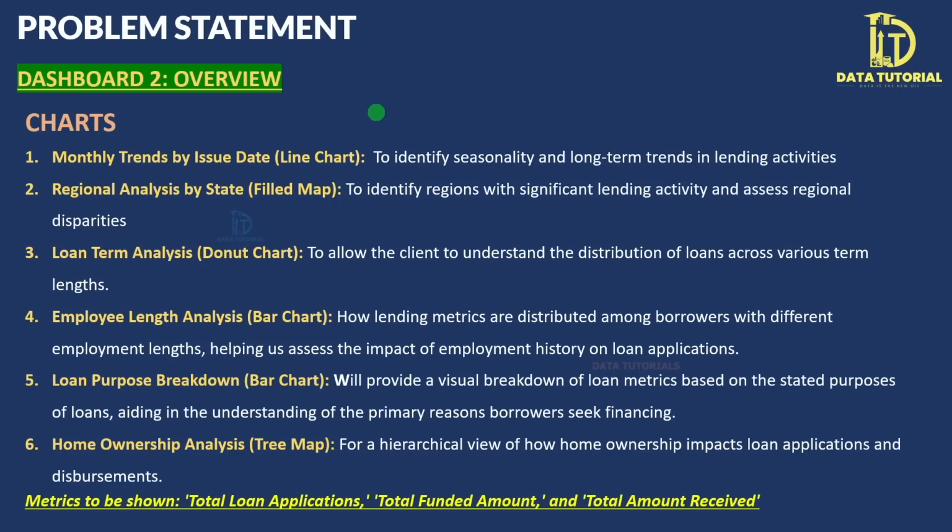And we are going to design a line chart for this. It is used to identify the seasonality for long trends. Like what is the trend of the loans which we are giving? What is the loan applications which we are giving? Then the second one is the regional analysis by state. And we are going to use a field map over here.